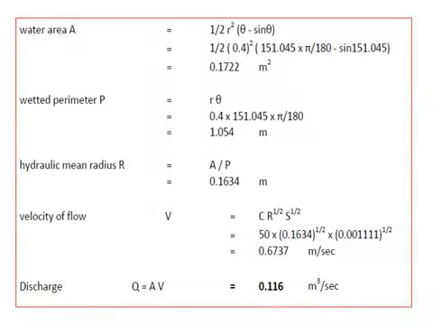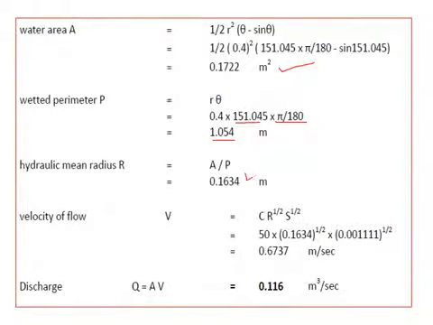Now using the value of theta for various parameters. So water area is half r square into theta minus sin theta. So half r is 0.4 square. Theta should be in radians, so 151.05 into pi by 180. Pi radians is 180 degrees, so multiply by pi by 180, minus sine of 151.05 will give 0.1722 meter square. Wetted perimeter is r into theta. Theta is 151, convert into radians by multiplying by pi by 180. So that will give perimeter as 1.054.